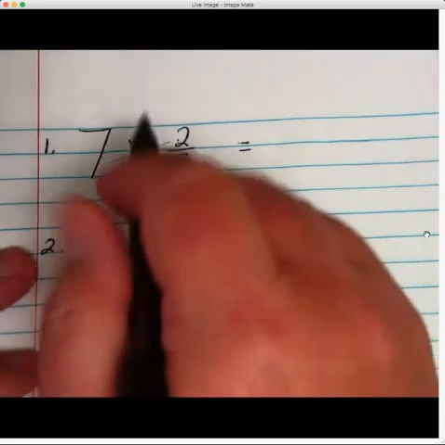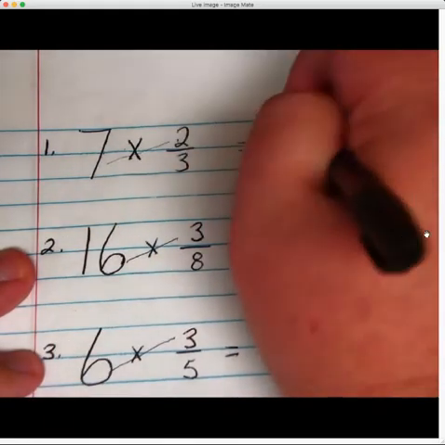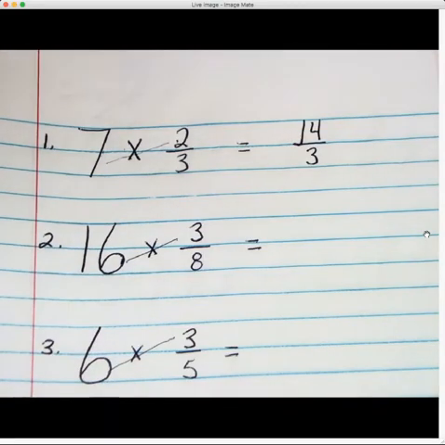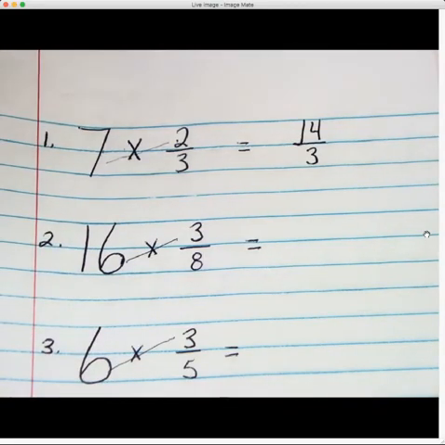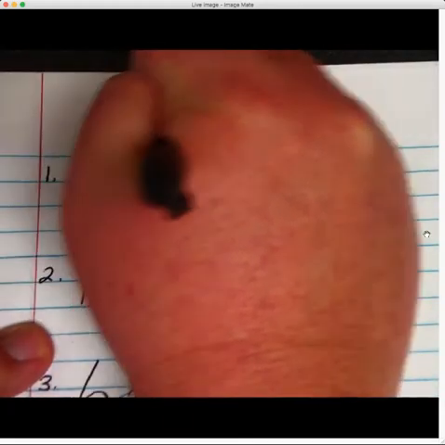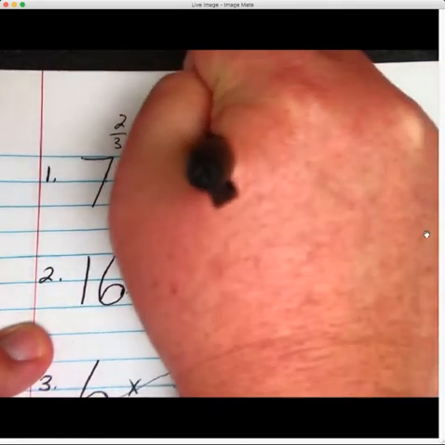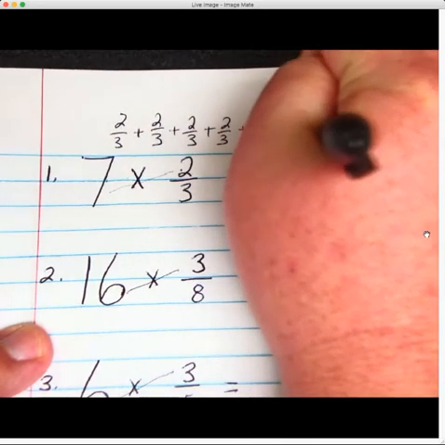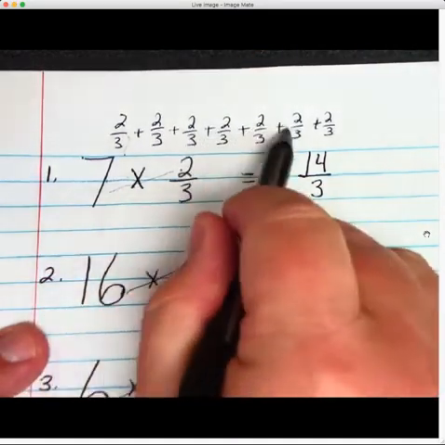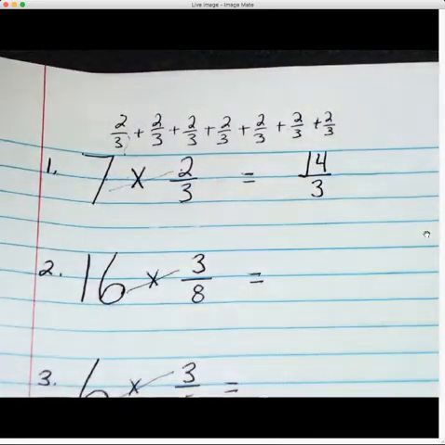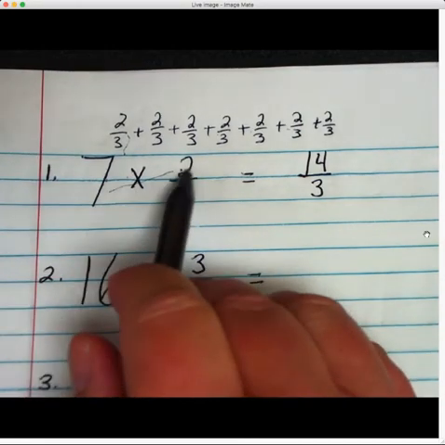So for example, 7 times 2/3 would be 7 times 2 is 14, and then 3 over 3. 14 thirds. Now, if you think about what this means, 7 times 2/3 would be 2/3 plus 2/3 plus 2/3 plus 2/3 plus 2/3 plus 2/3 plus 2/3. There's 7 times 2/3. 1, 2, 3, 4, 5, 6, 7. And if you were to add all those up, you'd get 2, 4, 6, 8, 10, 12, 14 thirds. So that's why we multiply just times the numerator there, okay?